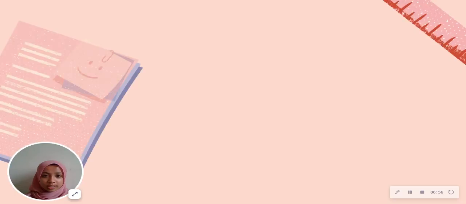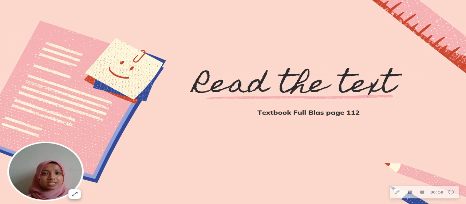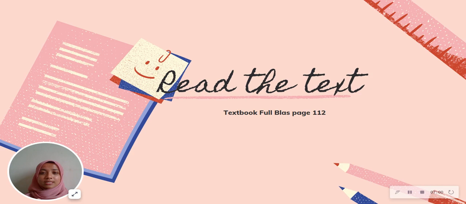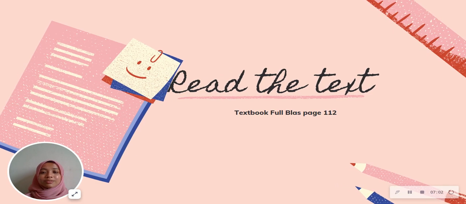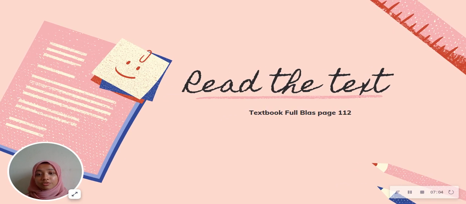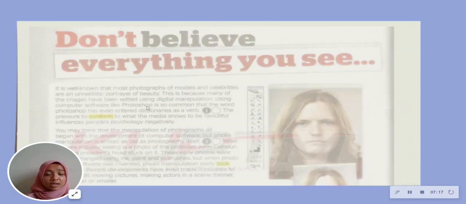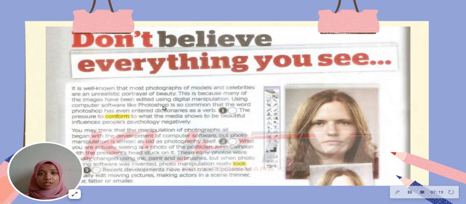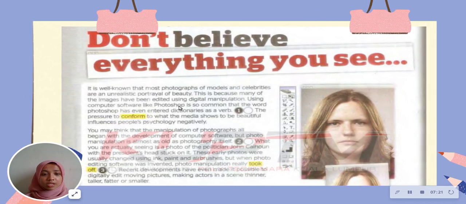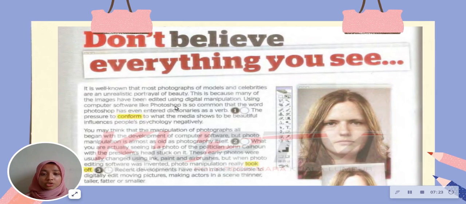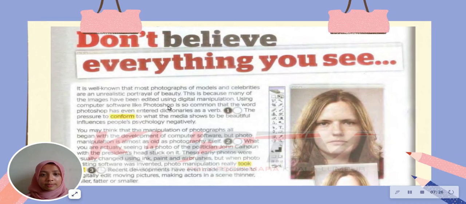Okay, next one. Read the text. So we have come to the first thing that we need to do, which is read the text. If you have your textbook, Full Blast, page 112, you can open your textbook and then we can read together. You can read on your own. So let's get started. Before we read, I do believe some of you don't have the textbook, so I provide you the slides so that you can use the slide to read.